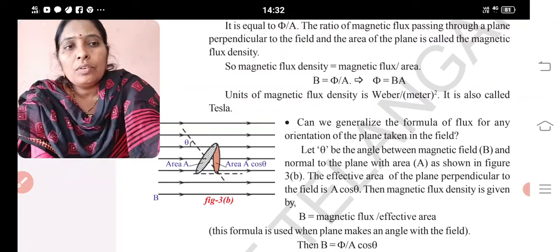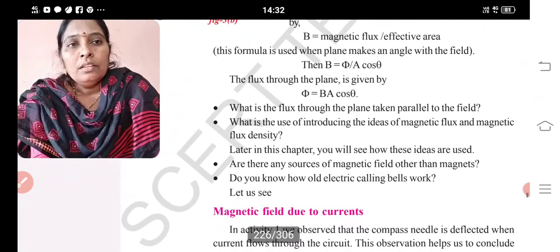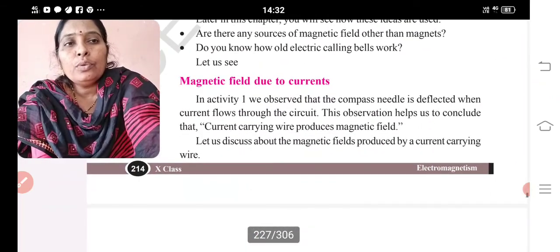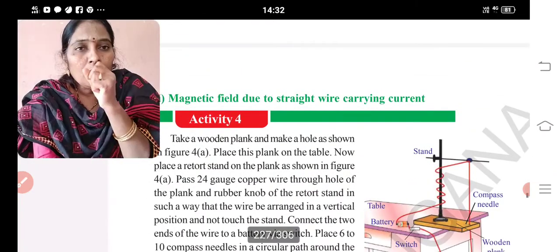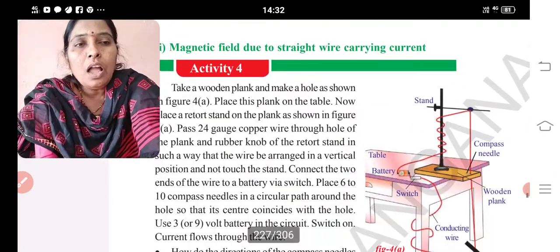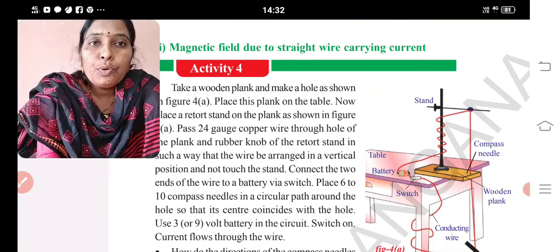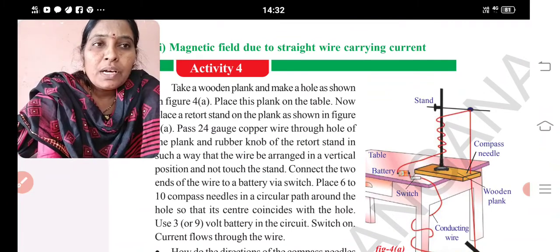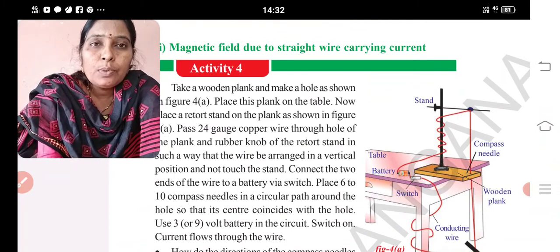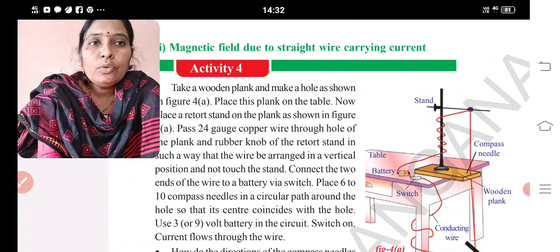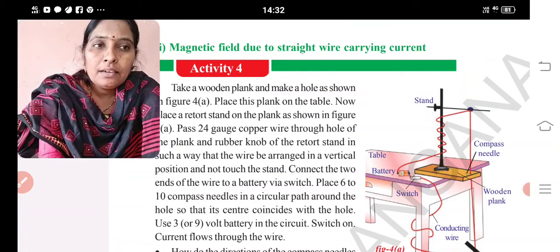Okay. Now comes to the magnetic field due to currents. How is a magnetic field produced when a current is passed in different positions? First is the magnetic field due to a straight wire carrying current.